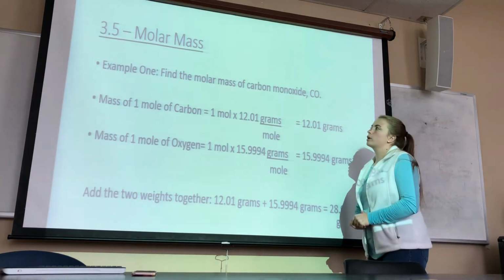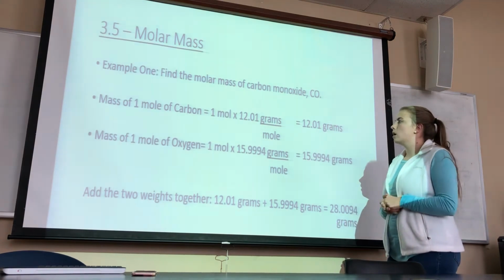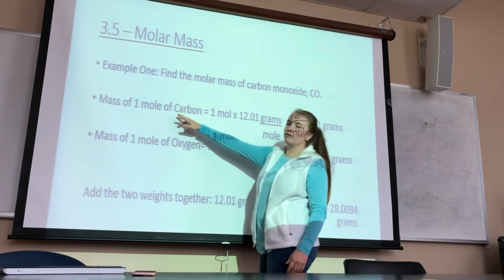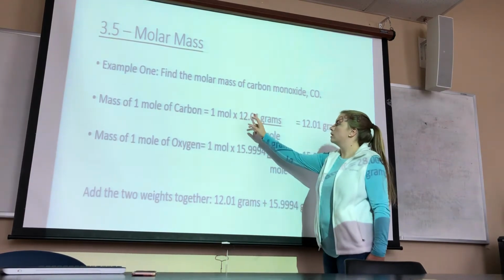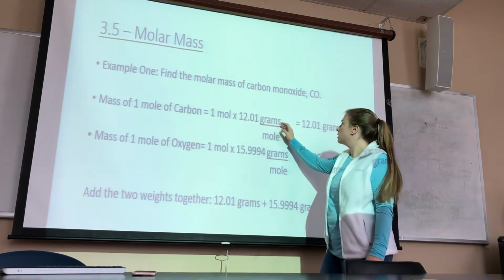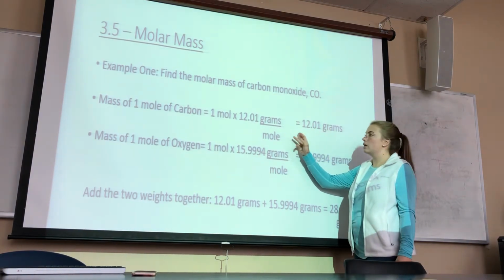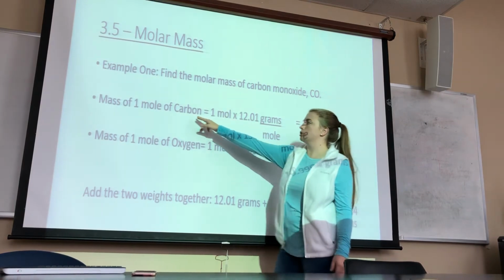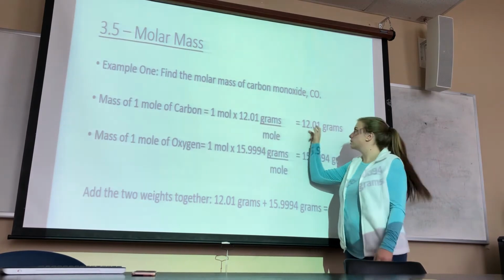So example 1, we're going to find the molar mass of carbon monoxide, which is CO. So you know you have 1 carbon and 1 oxygen, so you're just looking for the mass of 1 mole of each. So 1 mole times 12.01 grams, which is the atomic mass, is going to be equal to 12.01 grams. And this canceled out moles because you took 1 mole, which is what you have, of the mass. So it cancels the moles and you're left with the grams.